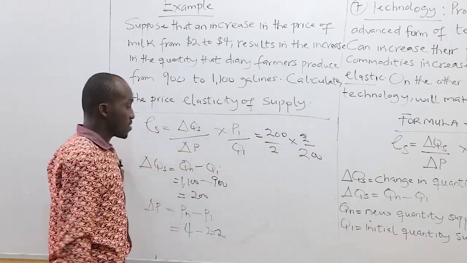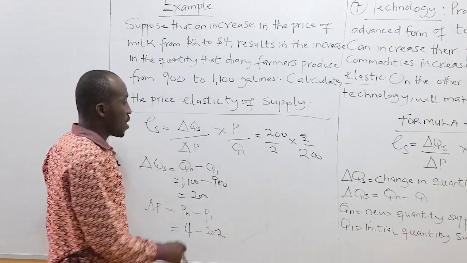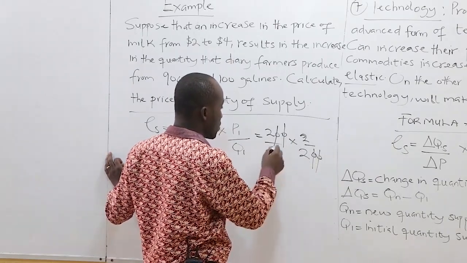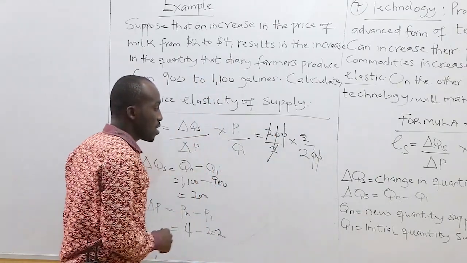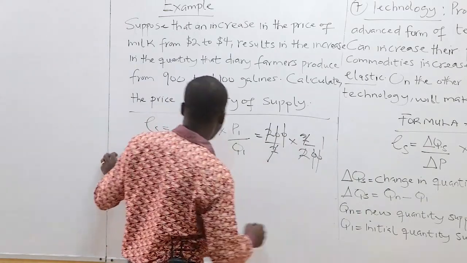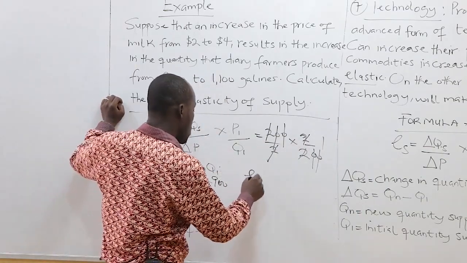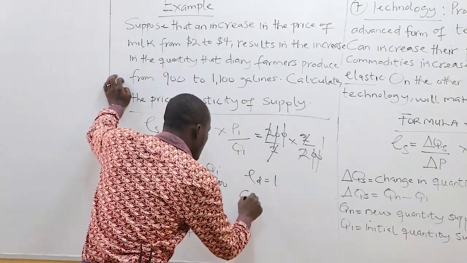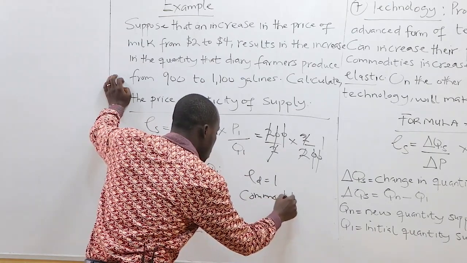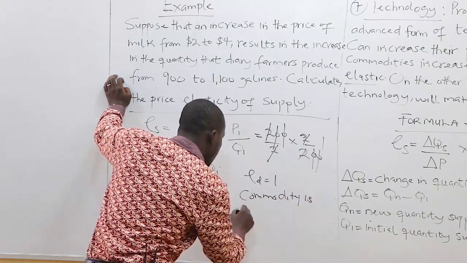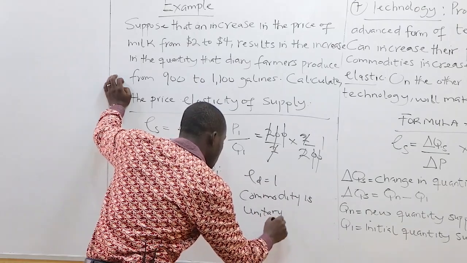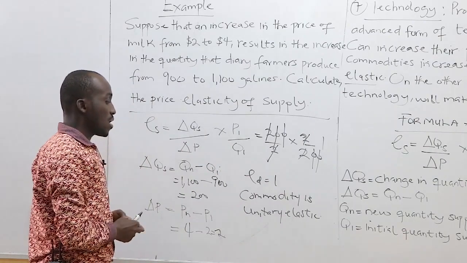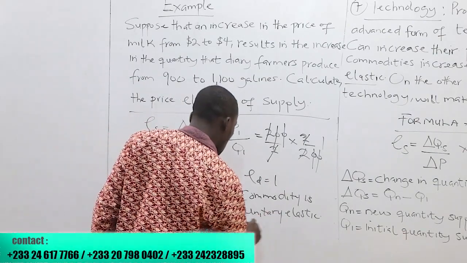So let's see whether we can cancel something. This one, we cancel that. This one will cancel that. This one will cancel that. And this one will cancel that. So we end up getting 1. So the elasticity is equal to 1, meaning that the commodity has unitary elastic supply.